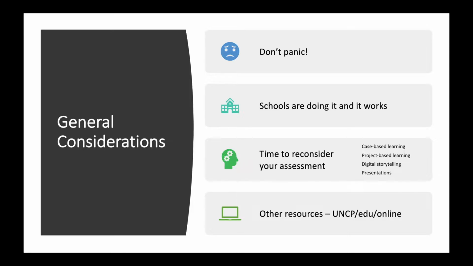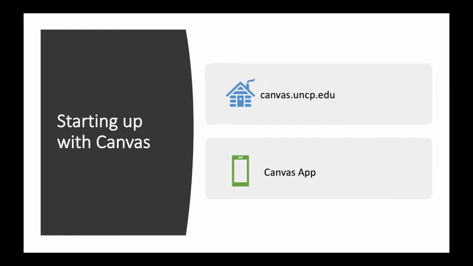While we're covering this topic, I want you to go ahead and consider a few things here. It may be time to reconsider the way you assess students. So think about case-based learning, project-based learning, digital storytelling, and maybe some presentations. Other resources we're going to cover later on are going to be located at uncp.edu/online.